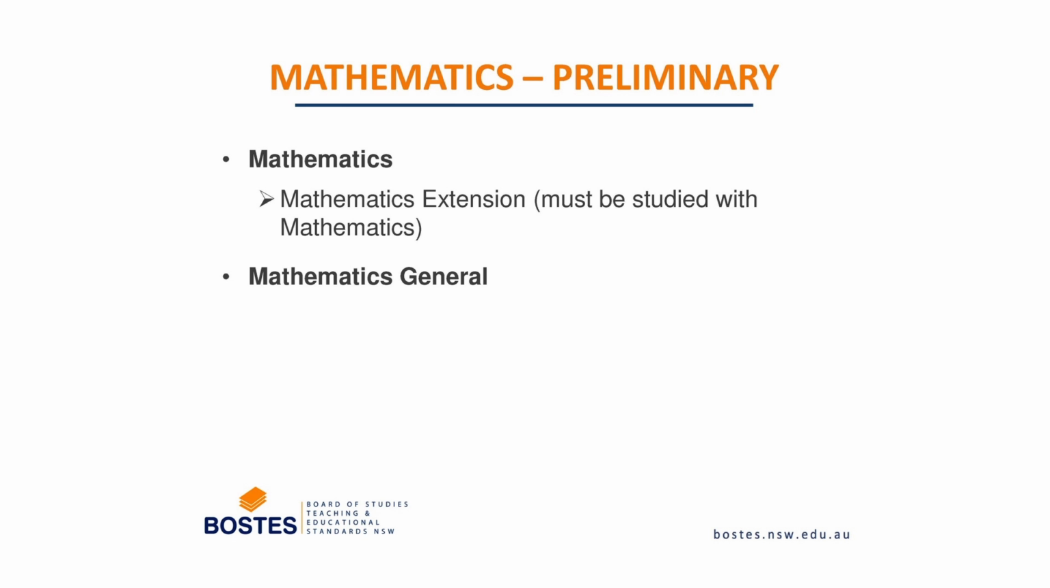In year 11, you have the option of mathematics and mathematics general. You can also choose to do mathematics extension if you are doing mathematics, and again, that would take it from 2 units to 3 units. And you must do mathematics along with extension concurrently in order to do the extension. You can't choose to do just extension.